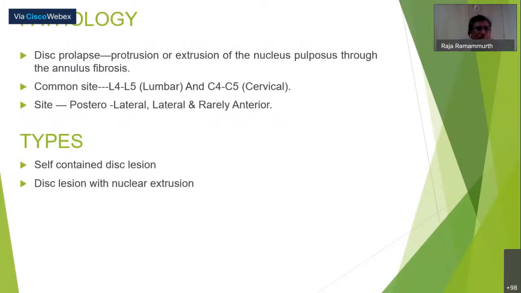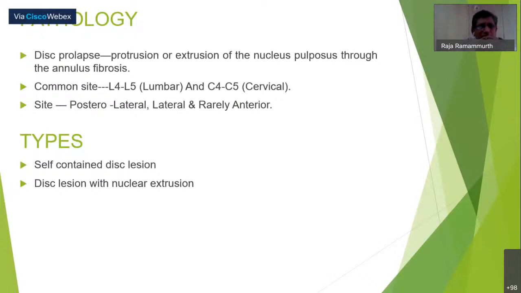Then let me speak about the pathology of the lumbar vertebra or the disc. The main pathology considered in the lumbar region, or in the cervical region, is disc prolapse. How may the disc prolapse happen? It happens due to protrusion or extrusion of the nucleus pulposus through the annulus fibrosus.